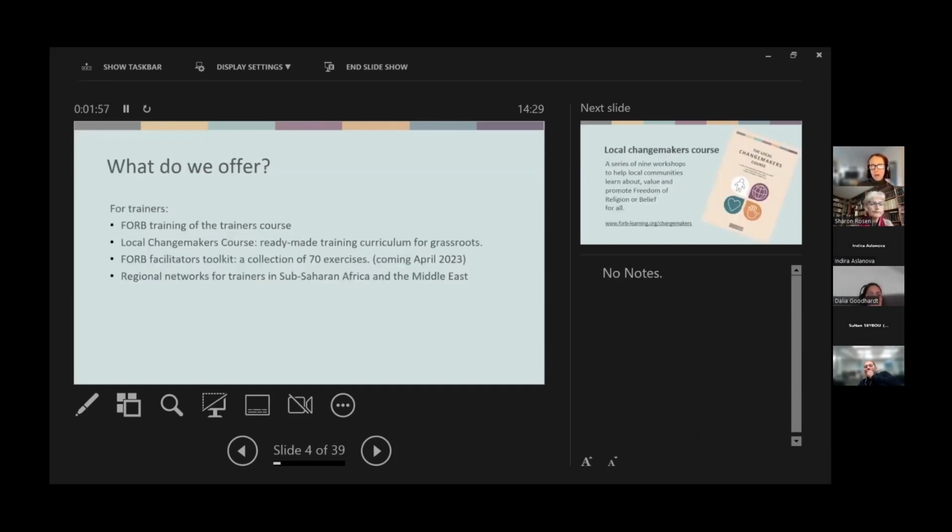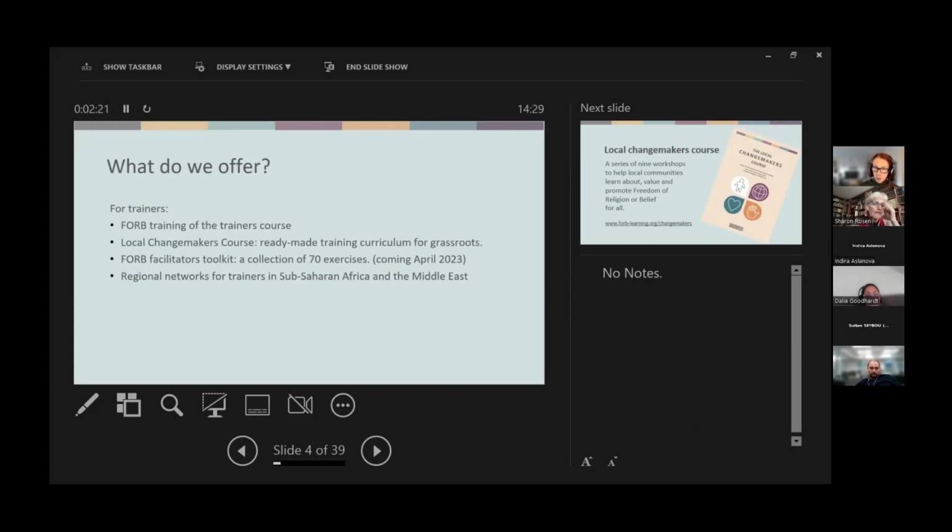When it comes to what we offer for trainers, we've got 4 different things on offer. One is our freedom of religion or belief training of the trainers course, which I know some of you have taken, I believe. And then we have the Local Changemakers course, which is a ready-made training curriculum for the grassroots level, ready to roll out.